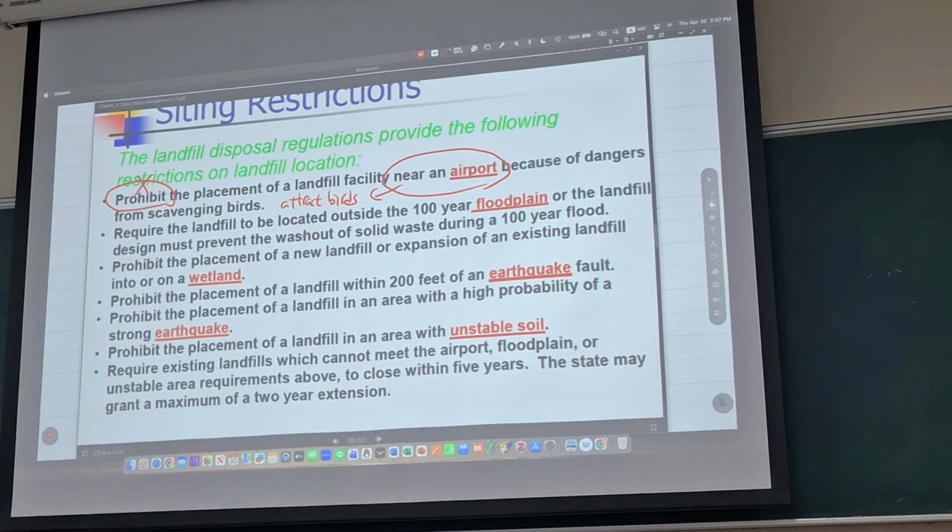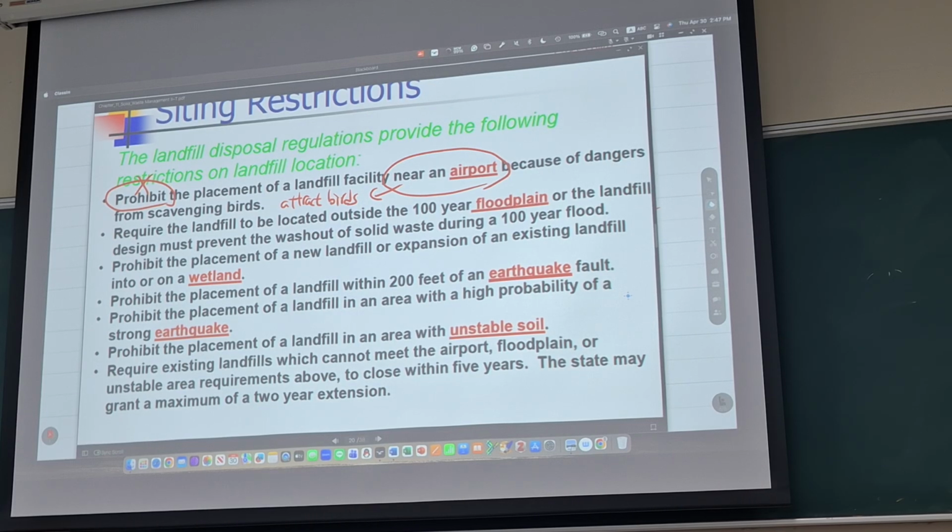I think a tragedy happened maybe 1 or 2 years ago. Korean Air got an air crash due to the birds. So you cannot place your landfill around the airport.